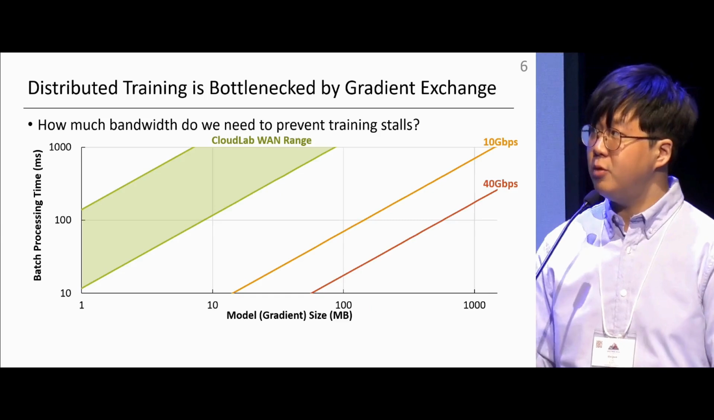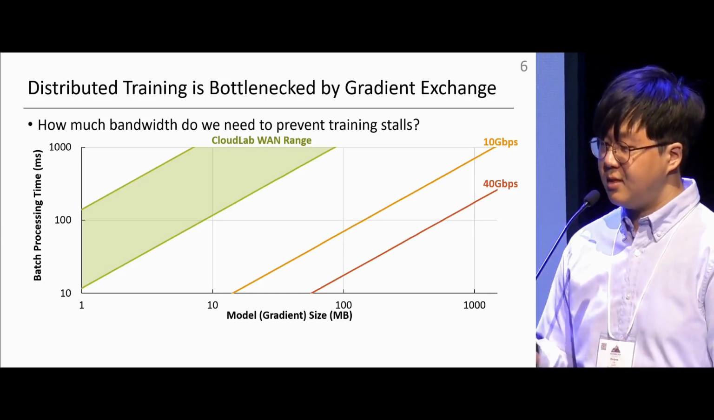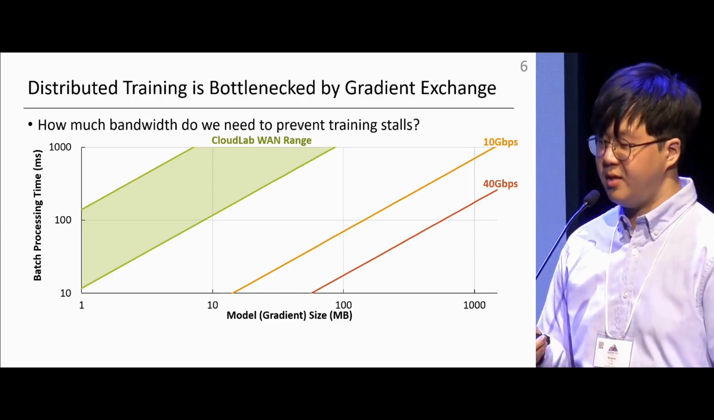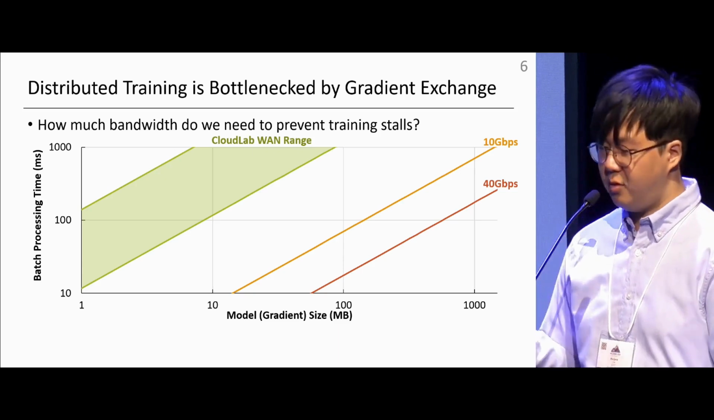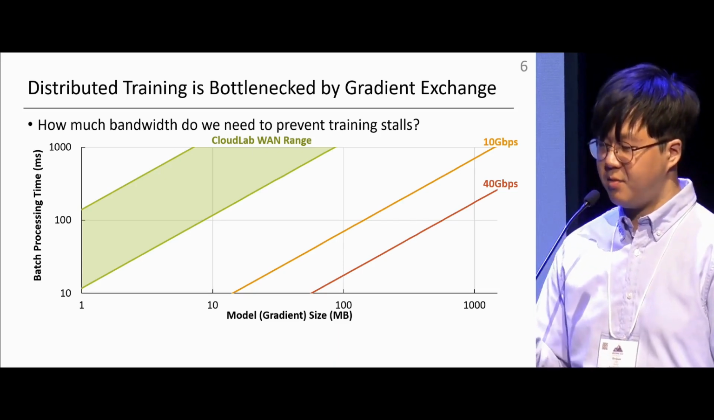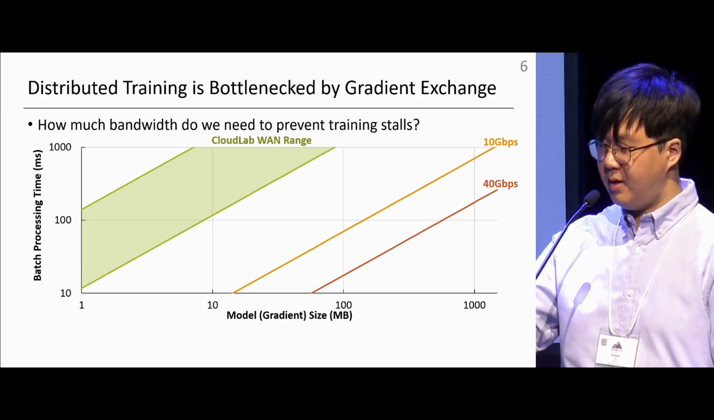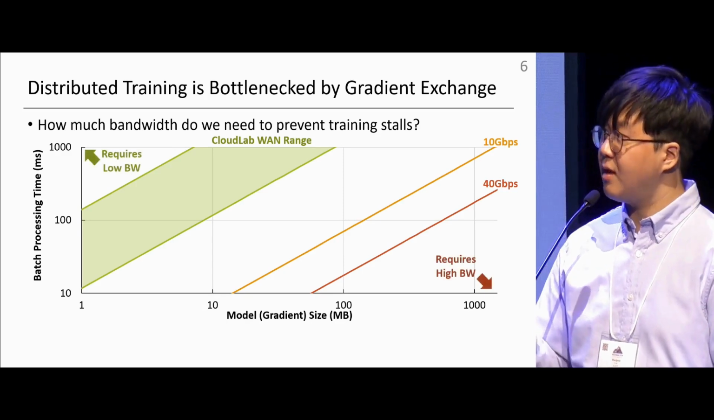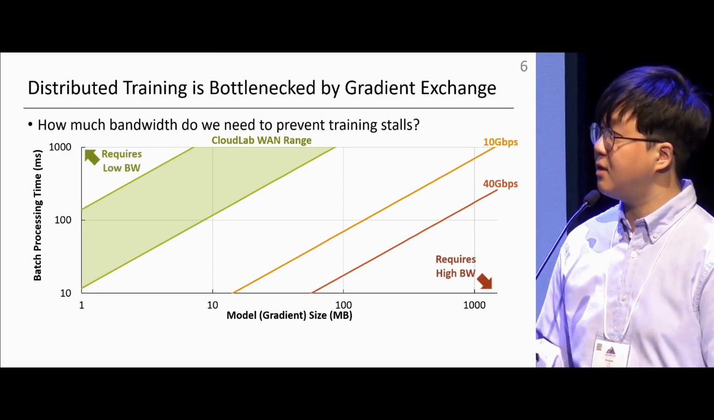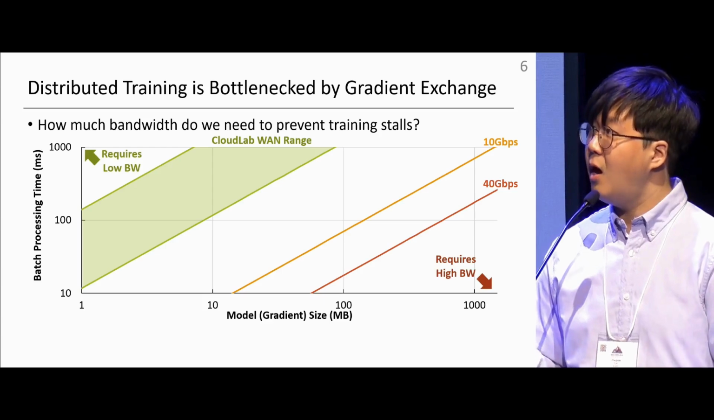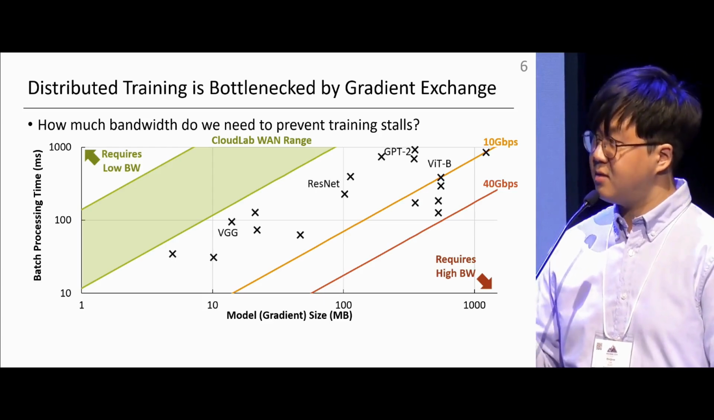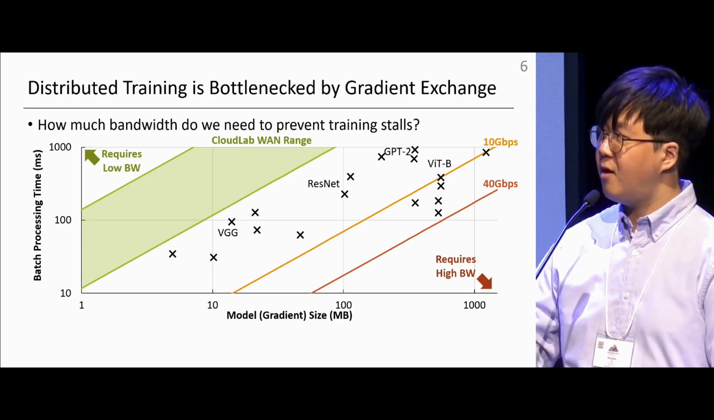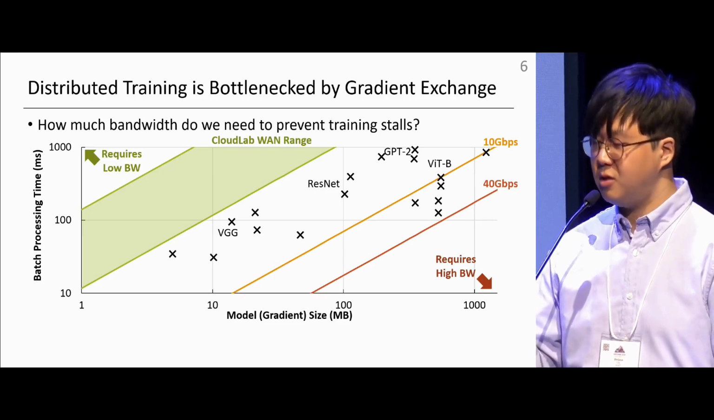So how much bandwidth do we need? We measure the model size and batch processing time to find the bandwidth needed to exchange gradients without stalling the training. Here, the x-axis shows the model size, and the y-axis shows the batch processing time, and x divided by y is equal to the required bandwidth. A large model would require more bandwidth, and a complex model with long batch processing time would require lower bandwidth. However, popular models like ResNet, ViT, or GPT-2 require more than 1 gigabit per second, which is far above the WAN bandwidth between cloud and lab clusters.